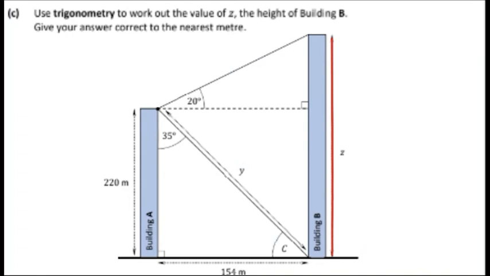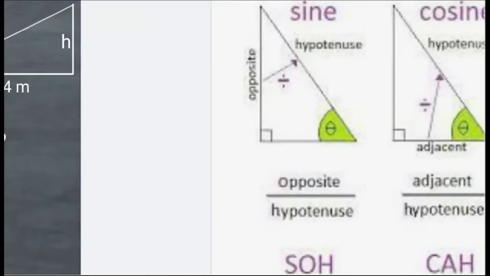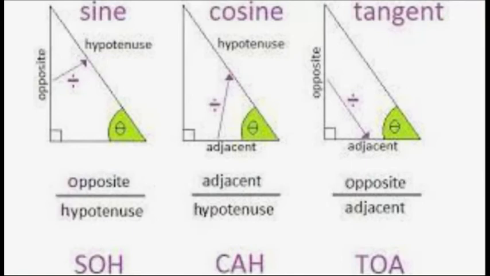To part C now, and we need to find the total height of building B. So we have building A, and we need an additional height which is related to the top triangle. So let's investigate the geometry and choose the correct trigonometric function for that triangle. Alright, so we have three trigonometric choices: sine, cosine, and tan. So which one will we choose?